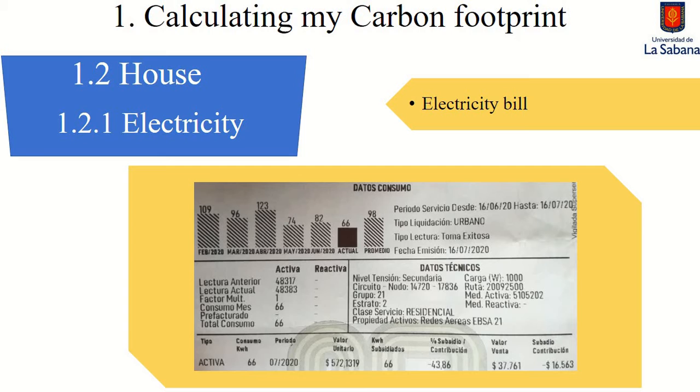In the case of the electricity factor for Colombia, this has a value of 0.164 kilograms CO2 divided by kilowatt hour. According to the Republic newspaper, this value must be entered to calculate the carbon footprint.